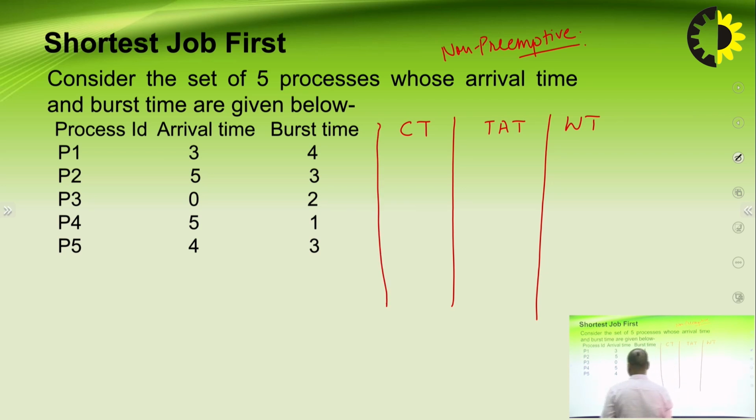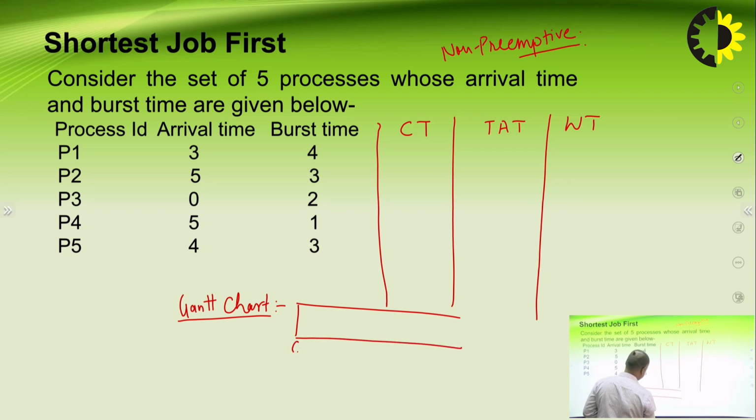Again we have to make a Gantt chart. For the Gantt chart we are taking 0 because the CPU will start from 0. So for that we take the arrival first. Again we are checking the burst time only, how much is remaining, but the process has to arrive in the CPU, then we can take the burst time.